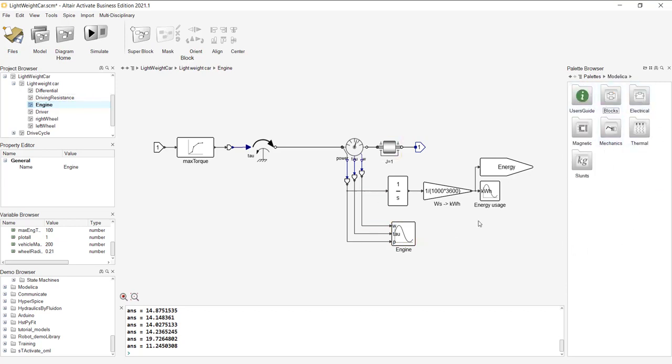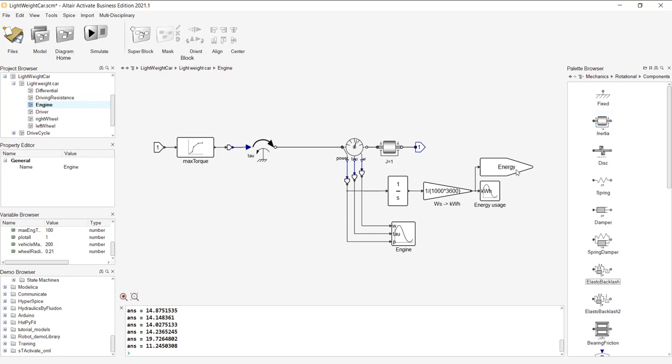And these are mechanical blocks pulled from the mechanical set of blocks, and translational. And then if I go back again, go into the rotational and components, and we can see some of these blocks that were used to model the engine. So this is an inertia block. We have a torque block, which converts our torque signal into a torque applied to our small mechanical system.